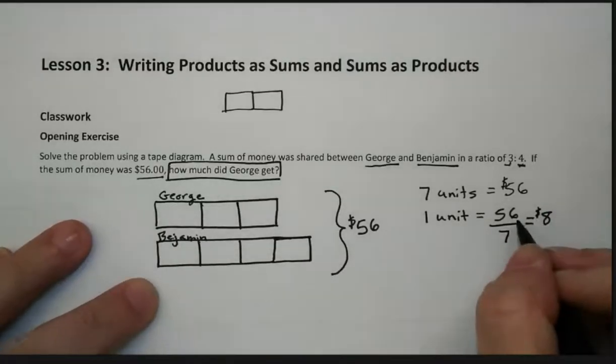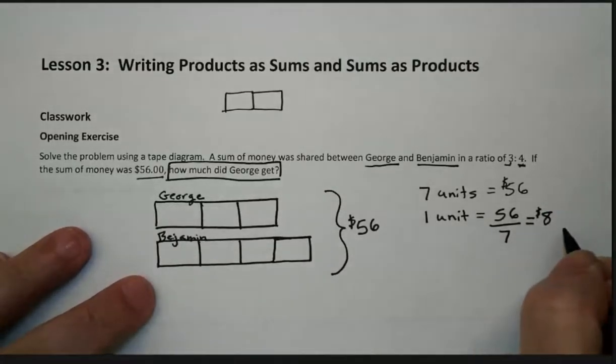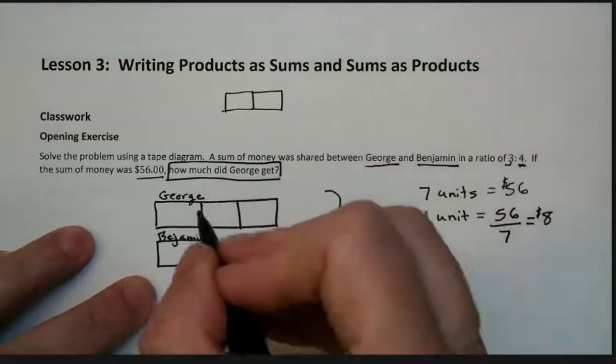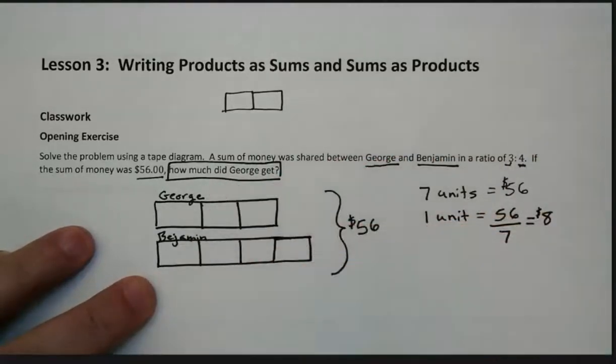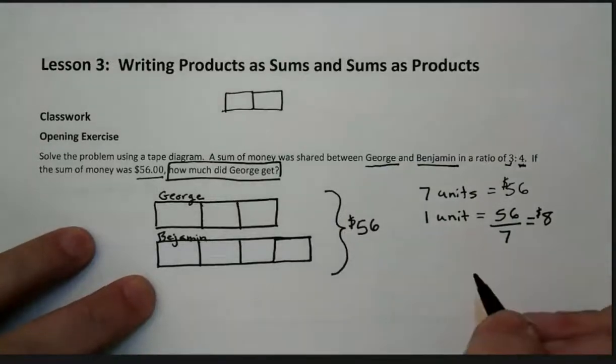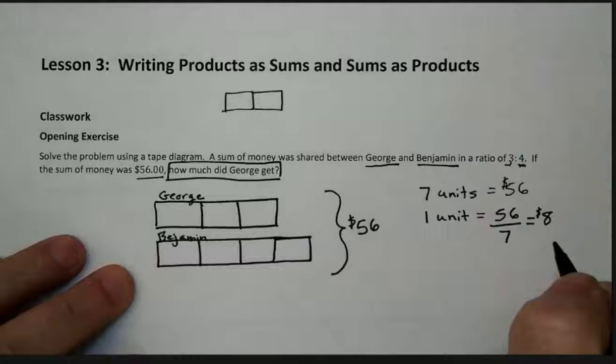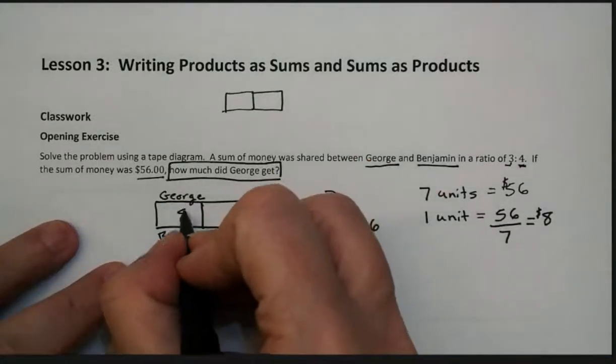If you need to use a calculator for 56 divided by 7, that's fine. The point is for you to learn how to solve these questions, and we're going to, in this module, learn how to solve them algebraically. So sometimes we will need a calculator. So each of these units is $8.